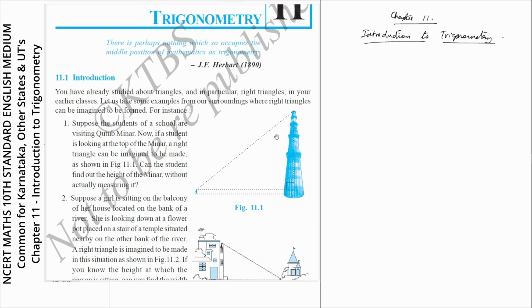One person is watching Qutub Minar at some distance. Let us say he is standing at some distance from Qutub Minar, and this is the distance. See the cursor, and he is watching the tip of Qutub Minar at some particular angle. If this is the viewing angle, if we know the viewing angle and this distance, we can calculate the height of Qutub Minar. It's not necessary to take a tape and measure. Even if we know the viewing angle, we can calculate the height of Qutub Minar.